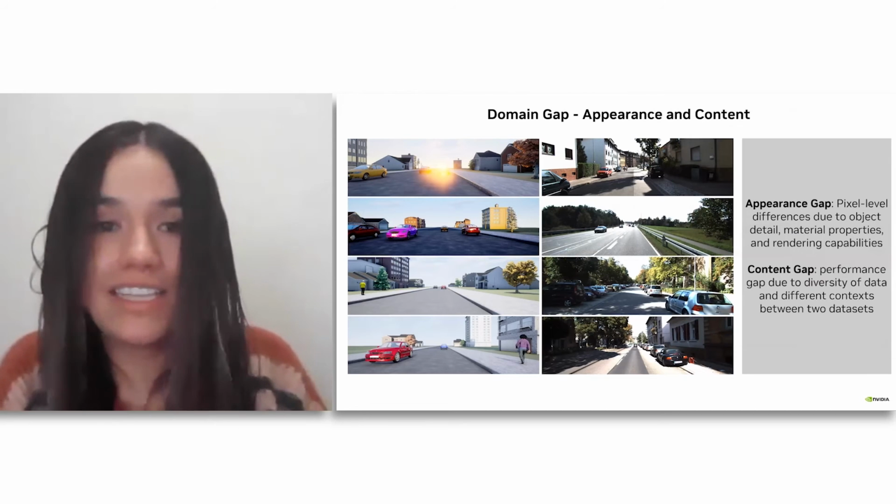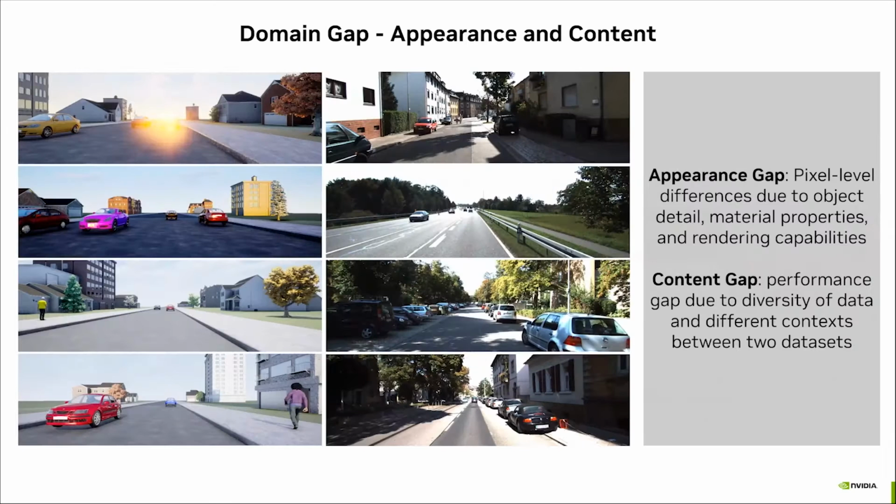Well, the reality is that there is something called the domain gap. The domain gap shows the appearance gap, which is the pixel level differences between one frame and the other, as we can see here, and the content gap. As much as you would like to have, like in the real world, 10,000 trees, in the synthetic world, you're maybe going to have 10 or so. So that is the content versus appearance gap. And that is something to watch out for when using synthetic data.